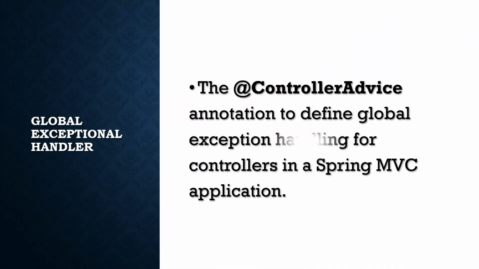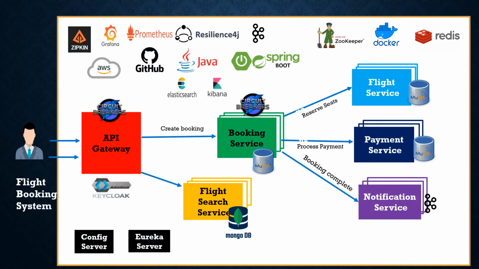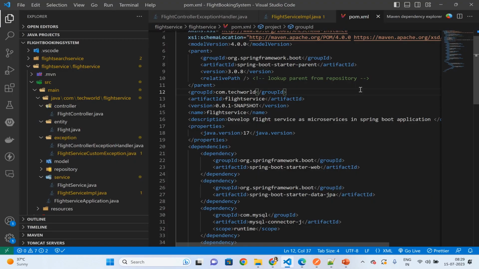We will also use controller advice to define global exception handling for our controllers in Spring MVC applications. This is our flight booking application. Now let's see how we can implement the global exception handling and custom exception handling, starting with one microservice called flight service.